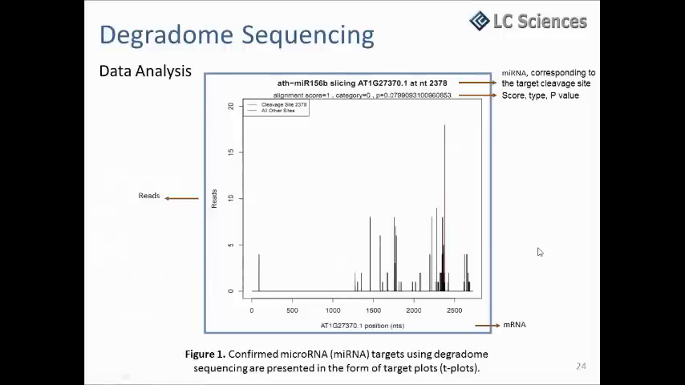And this is what I called a T-plot. The title includes the identified microRNA and the corresponding targeted messenger RNA and their cleavage site, and we also give the alignment score, the category and the p-value.